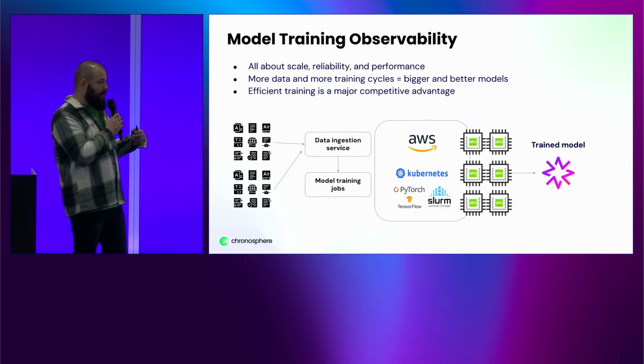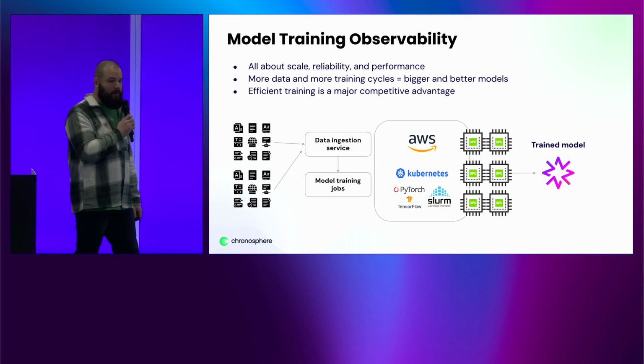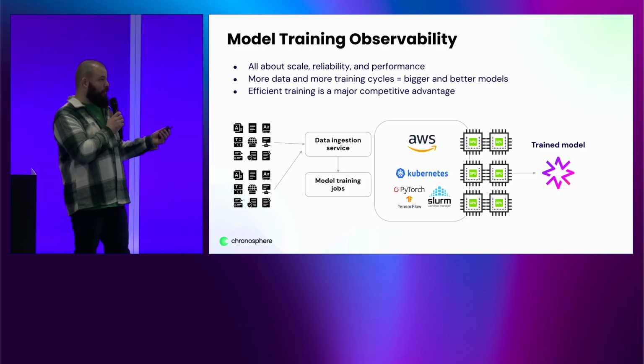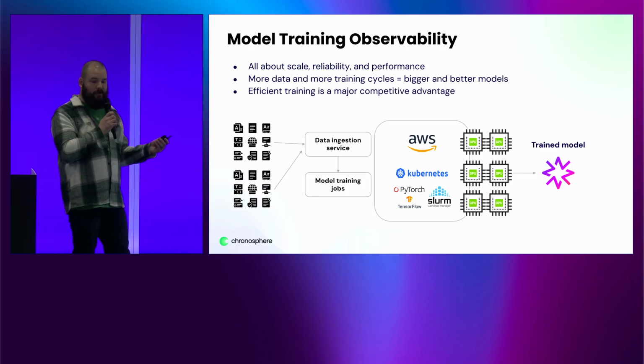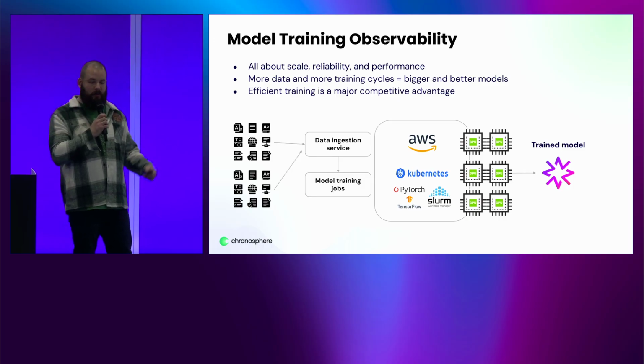If we look at a basic architecture of how you might go about this, this is all about scale, reliability, and performance. And what we're seeing in the market is the more training cycles, the more compute you have, the bigger and better model you get. And efficient training becomes a competitive advantage, especially when everybody has access to roughly equal compute infrastructure.